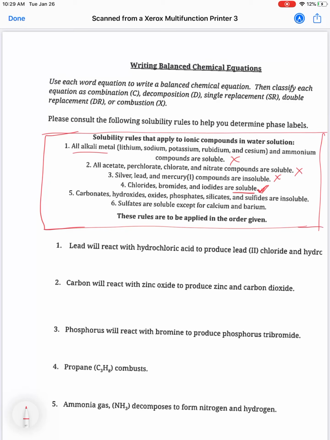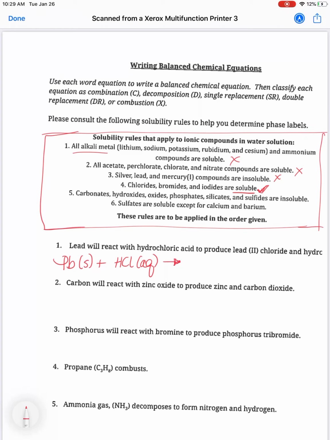But it says lead will react with hydrochloric acid to produce lead 2 chloride and hydrogen. All right, so lead is Pb. It is not a Brinkelhoff, so I don't write a 2 for its subscript. Lead is a solid when I consult my periodic table. Reacts with hydrochloric acid. We just used that, so we're going to put HCl, aqueous, to produce.